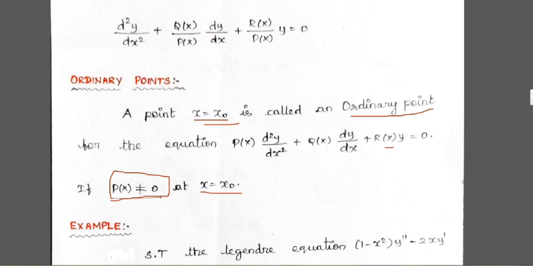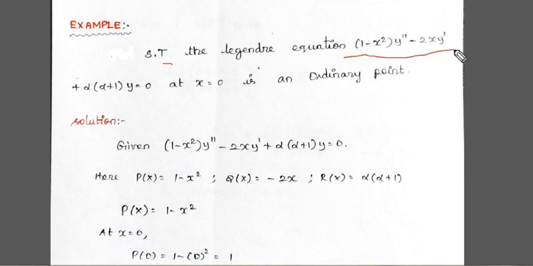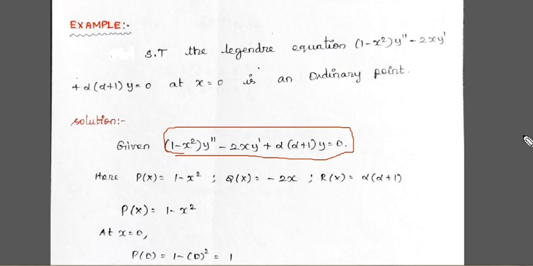Let us see one example, so we can easily understand the definition. This is the Legendre equation: 1 minus x squared into y double dash minus 2xy dash plus alpha into alpha plus 1 y equal to 0, at x equal to 0. What is x naught? It is 0. We want to prove that for the Legendre equation, x equal to 0 is an ordinary point. Okay, come to the solution. In this equation, p of x is 1 minus x square, q of x equal to minus 2x, r of x equal to alpha into alpha plus 1.